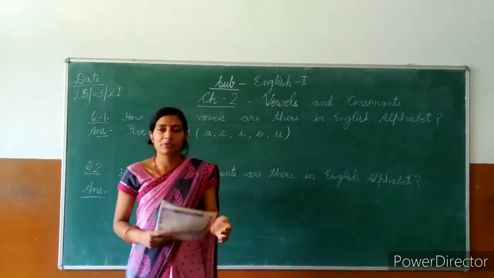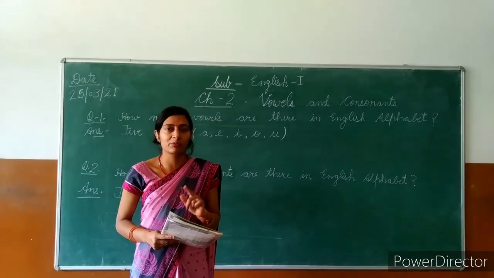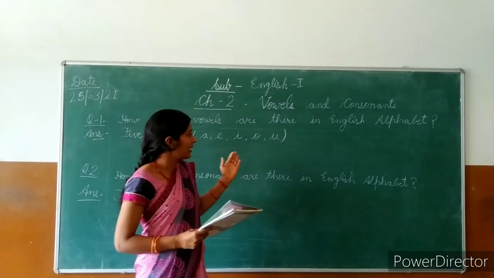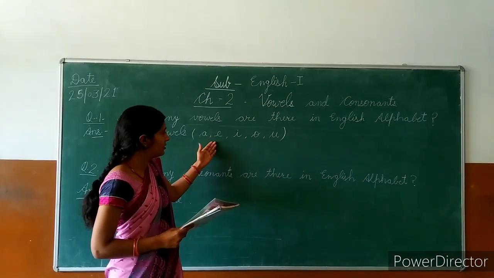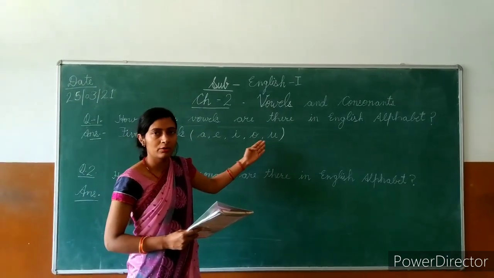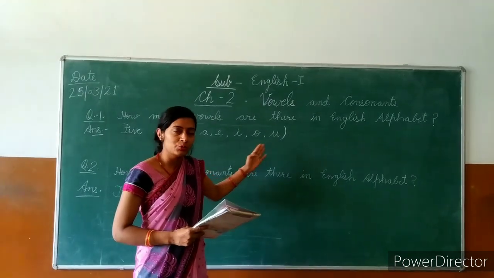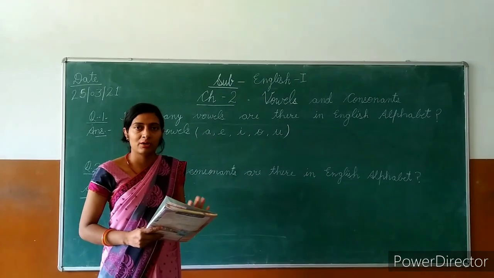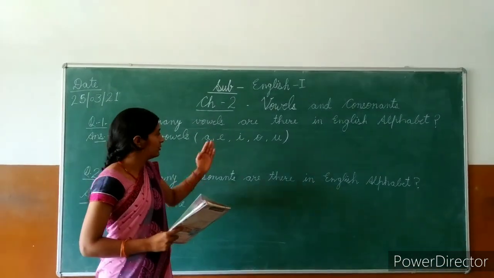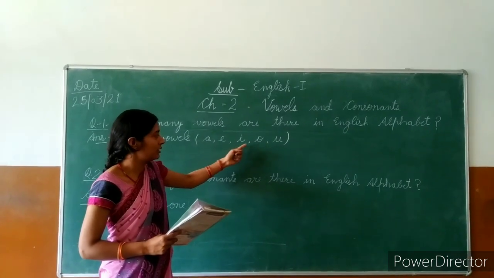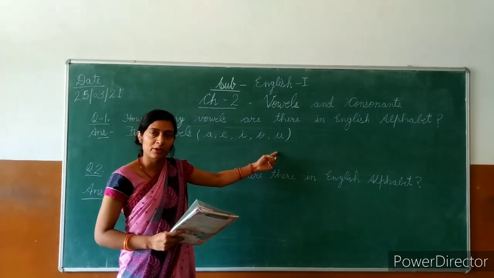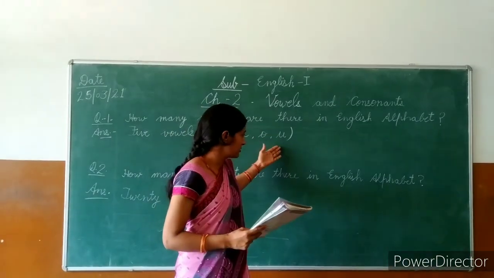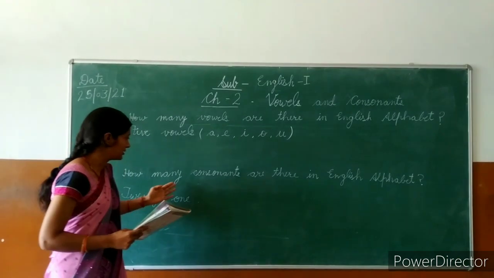So students, 5 of them are called vowels, and they are A, E, I, O, U. How many vowels are there in the English alphabet? 5. So A, E, I, O, U. Other than these letters are called consonants.